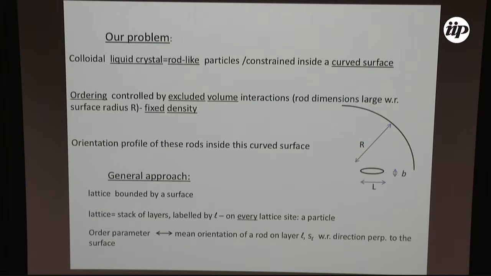So my approach is I consider a lattice bounded by a surface. And this lattice is formed by a stack of layers. Those layers I labeled by an index L. And on every lattice point, I have a particle. And my order parameter is the mean orientation of a rod on a given layer L.